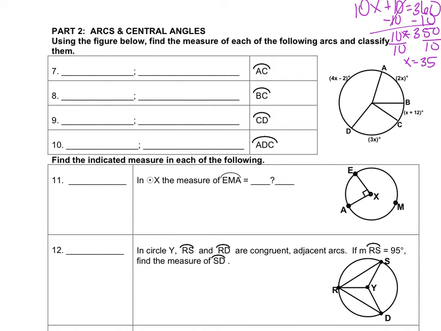Okay, once you found x, you're going to have to go back and plug it into each of these things to find the different measures. So I'm going to plug it in. I'm just going to go around the circle. If I have 2 times 35, that is 70, so this AB is going to be 70.